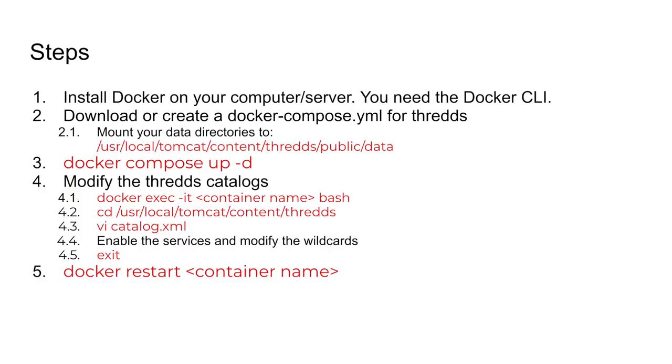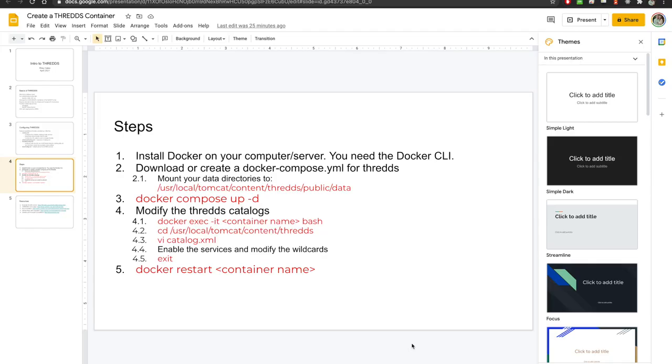We're then going to enter the container through our command line, modify the catalogs. Then we will exit and restart the container so that the changes we made take effect. And that's it. Okay, now we will go through these steps one at a time and create a THREDDS container.